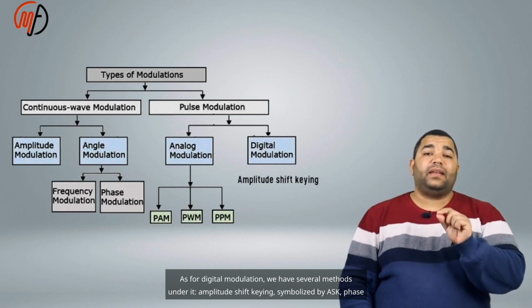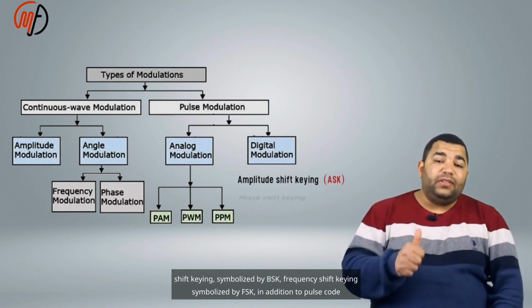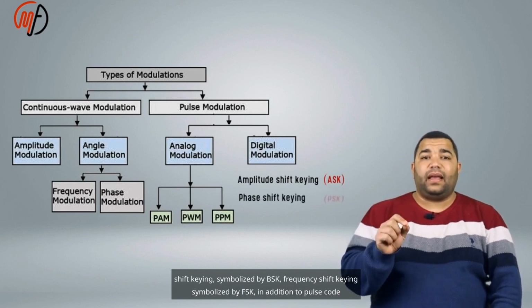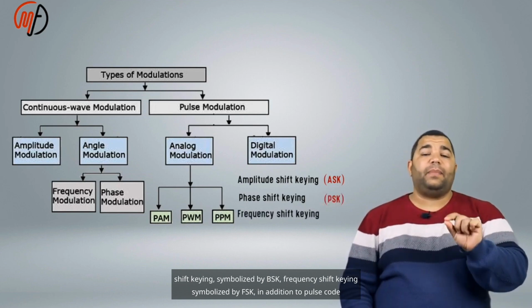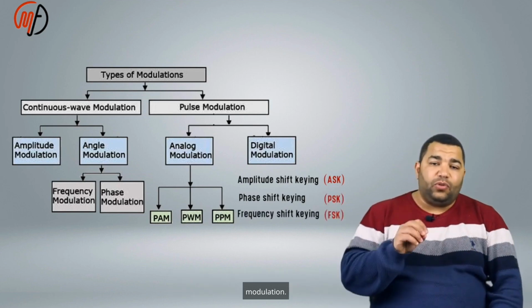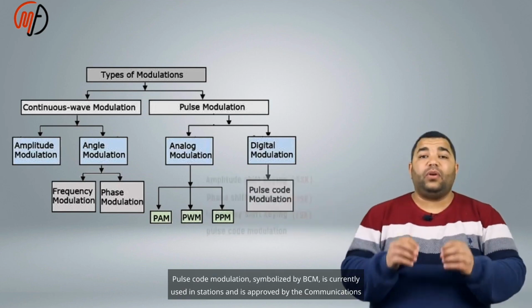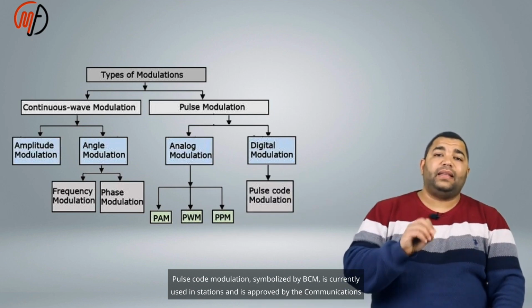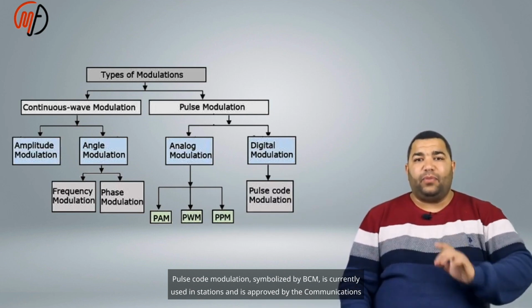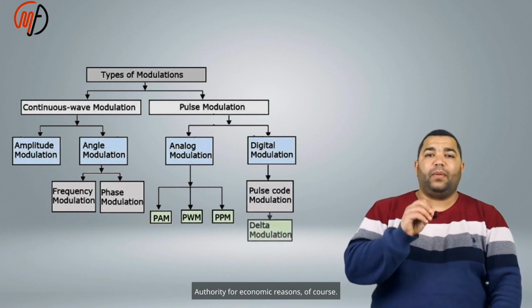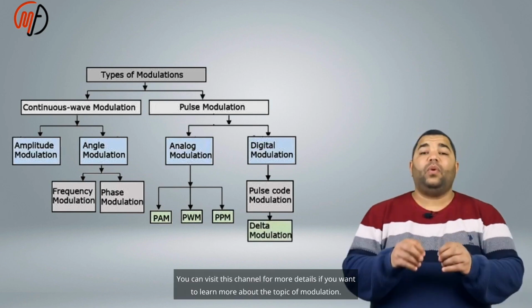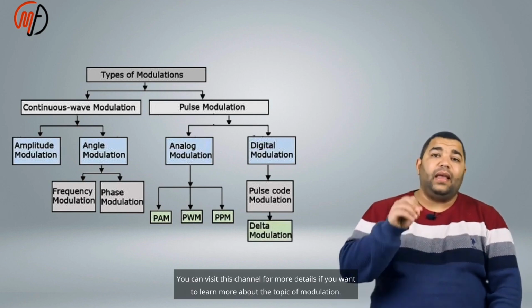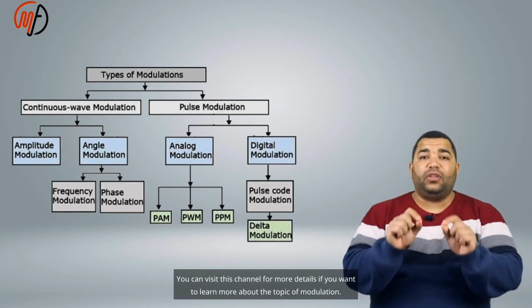As for digital modulation, we have several methods under it. Amplitude shift keying, symbolized by ASK, phase shift keying, symbolized by PSK, frequency shift keying, symbolized by FSK, in addition to pulse code modulation. Pulse code modulation, symbolized by PCM, is currently used in stations and is approved by the Communications Authority for economic reasons, of course. You can visit this channel for more details if you want to learn more about the topic of modulation.